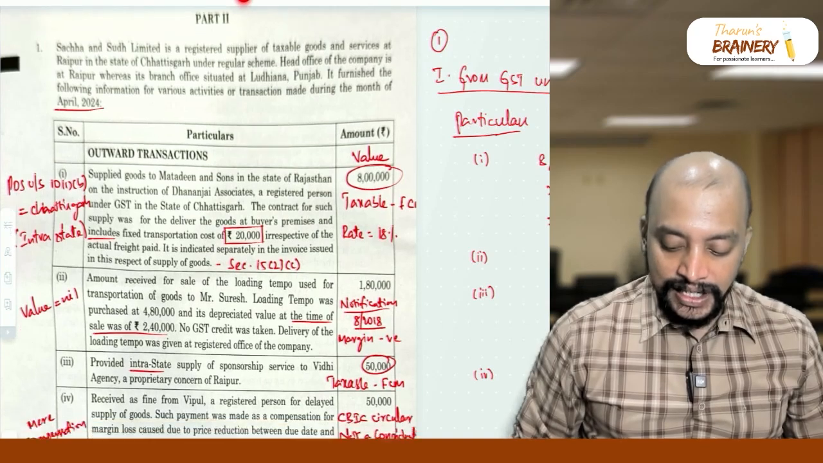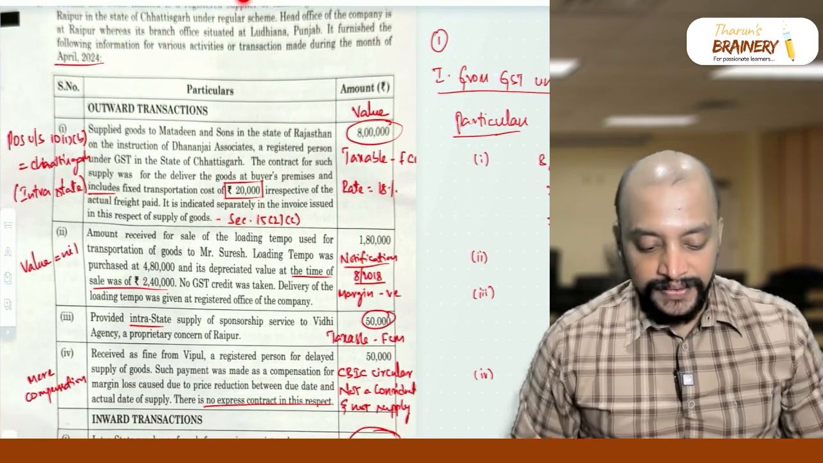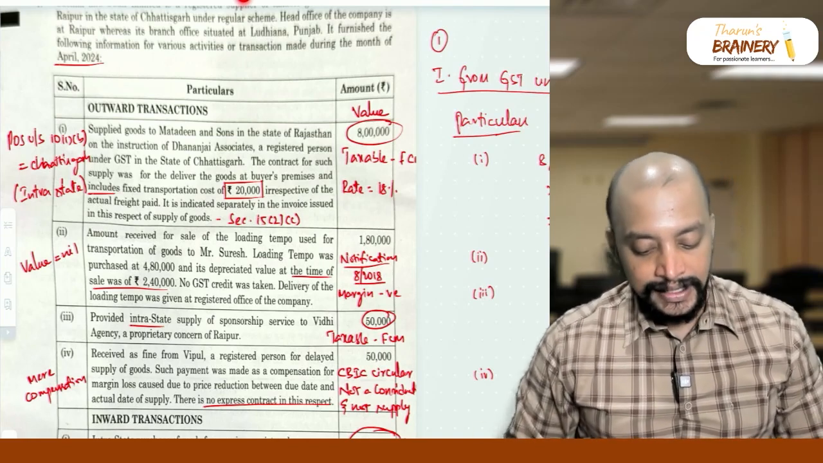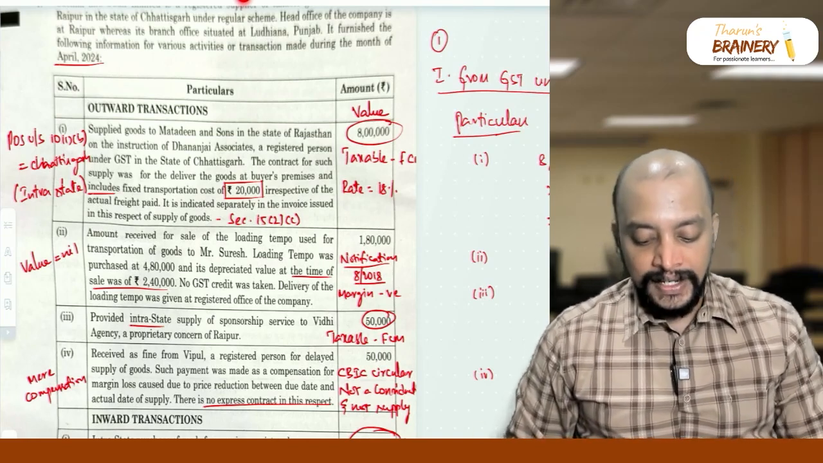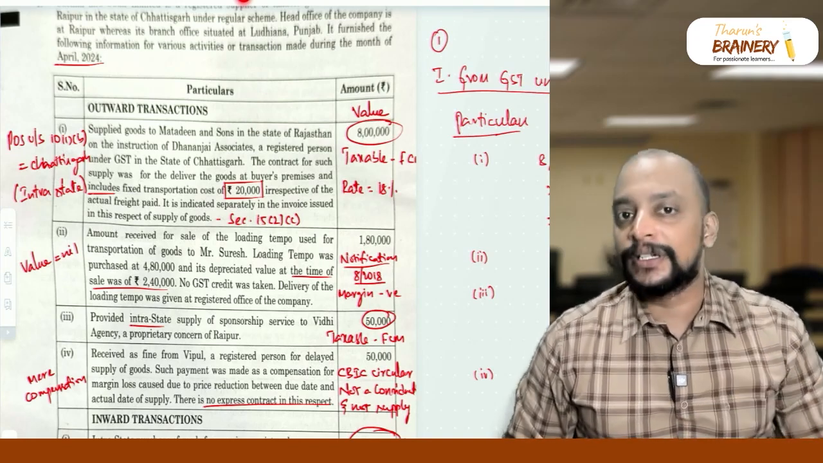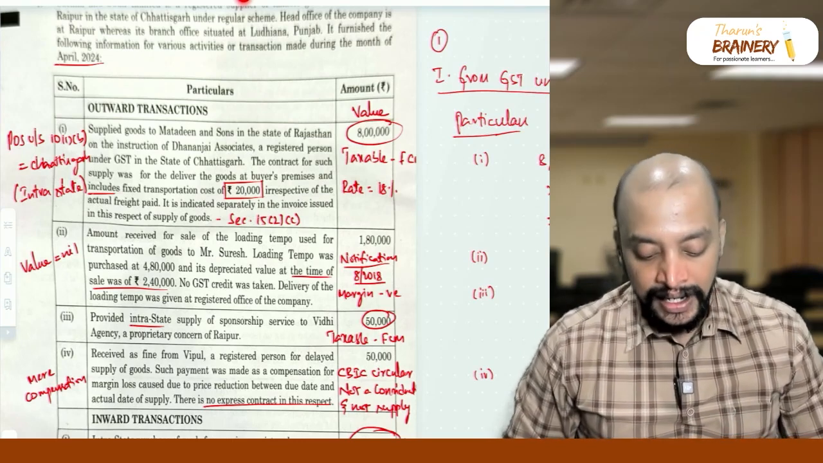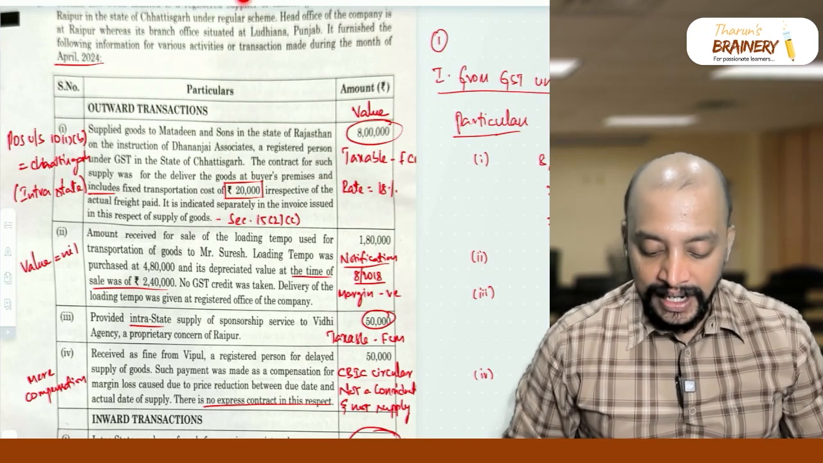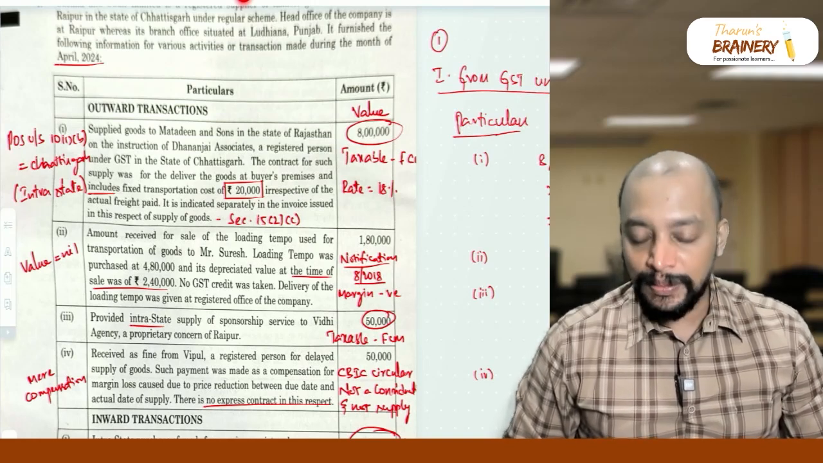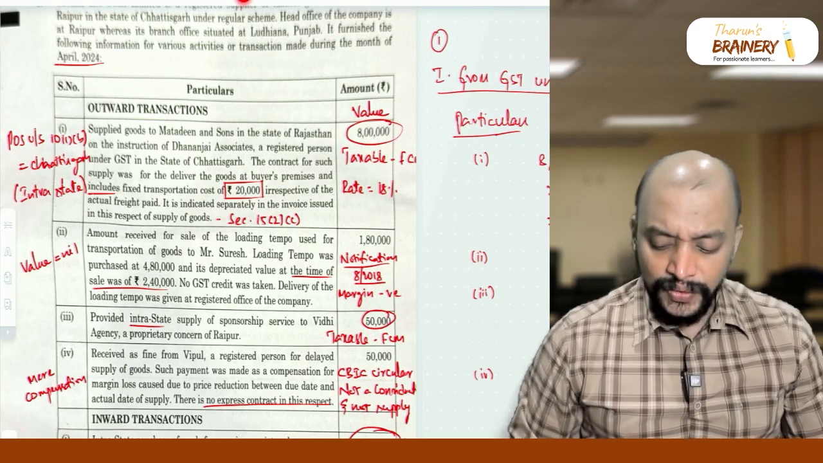The first transaction is an outward supply. They have clearly demarcated outward supplies and inward supplies. The first one is an outward supply: goods supplied to Mathadin and Sons in the state of Rajasthan on the instructions of Dhananjay Associates. When on the instructions of a person we deliver the goods to a third person, the billing address will be taken as the place of supply as per section 10(1)(b). Accordingly, the billing address is Dhananjay Associates, that is Chhattisgarh, so that will be the place of supply, it is intrastate and it will be taxable.